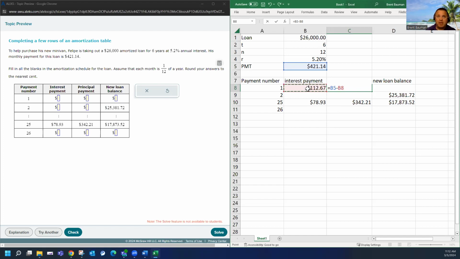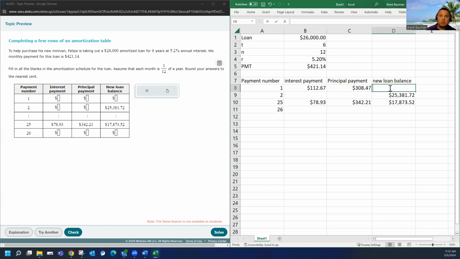Okay, so the payment on the principal is only the portion of the overall monthly payment that doesn't have the interest in it. So $112.67 the bank keeps, $308.47 gets removed from our loan amount. So that's the payment here.